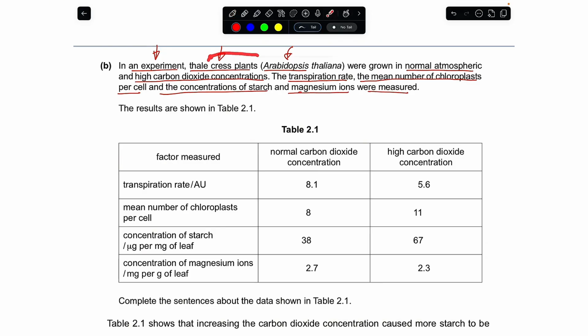I have this tail cress plant. I am about to grow them in the normal atmospheric and in the high carbon dioxide concentration environment and see the impact that it will have on their transpiration rate, the mean number of chloroplasts per cell, the concentration of the starch, and the concentration of the magnesium ion. They measured all of these, so all of them were their dependent variables.